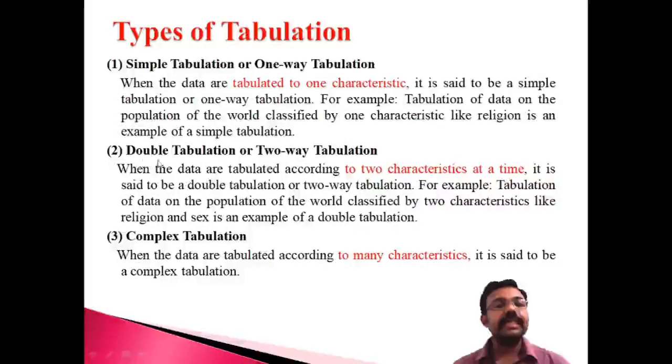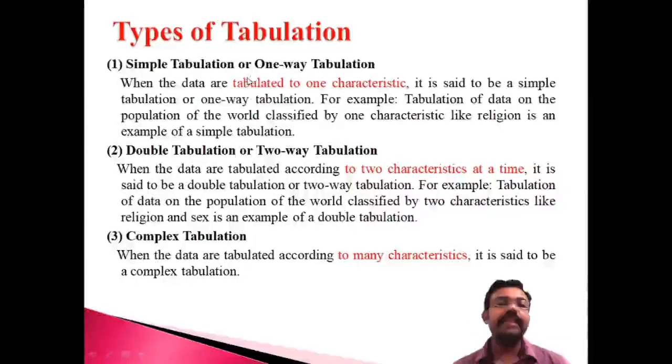And the second one is double tabulation, or two-way tabulation. That means you are classifying the data based on two characteristics or two variables, which is known as two-way tabulation or two-way tables. For example, data on the population of the world classified by two characteristics, like religion and sex, is an example of double tabulation. That means you are explaining the data based on religion and sex. There are two variables, one is religion and the other is sex. The term is known as two-way tabulation.